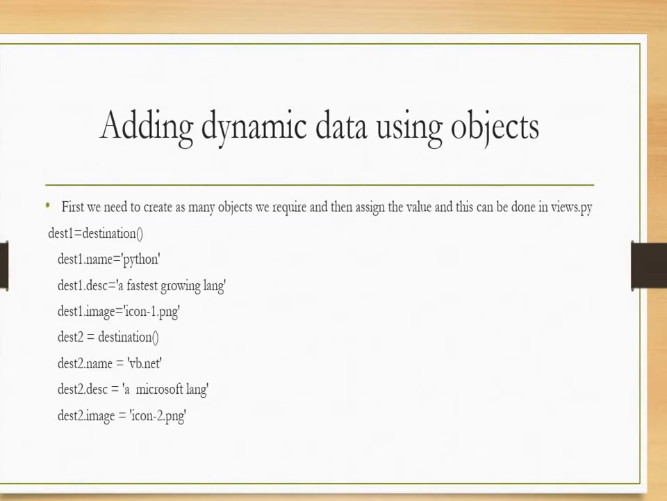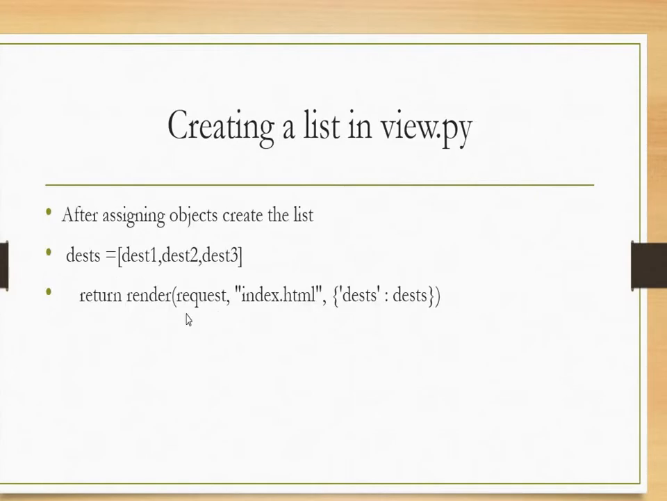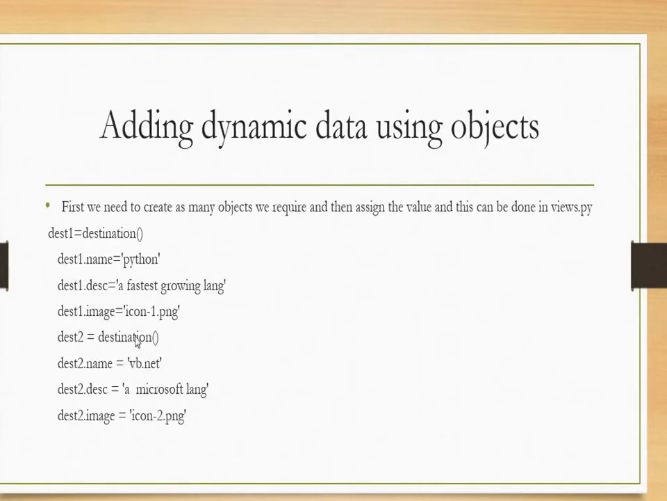I can add n number of data. Here I have created dest1.name is equal to Python, dest1.description is equal to fastest growing language, dest1.image is equal to fact1. It depends on what you are going to create. Here I have created 3. Whatever you have created should be reflected in models. Now we are working with description and image also, which should also be defined. So I have created 2 destinations, dest1 and dest2.